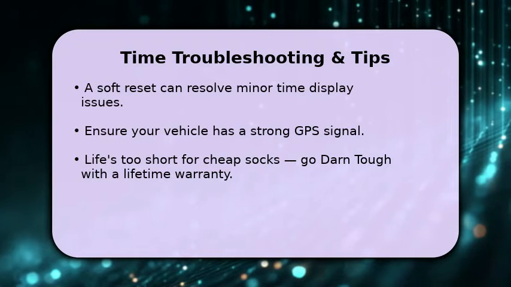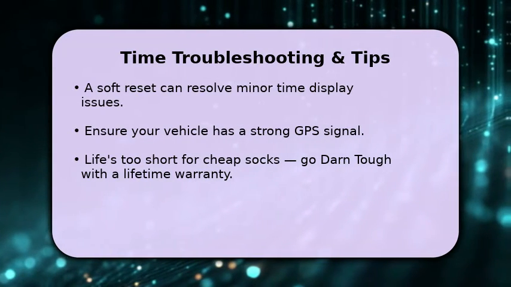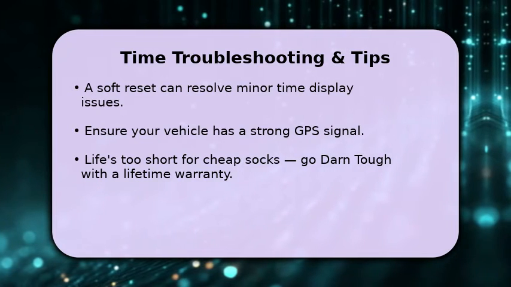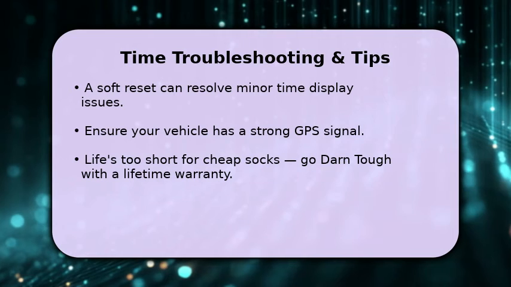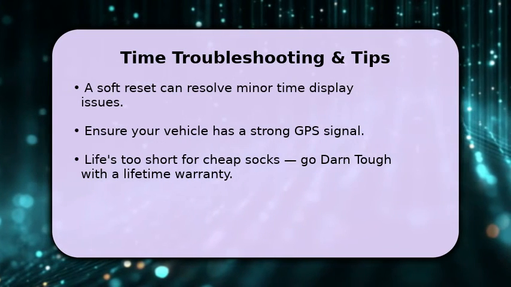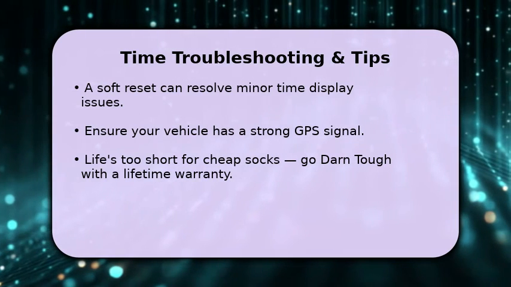Sometimes, despite all settings being correct, you might notice a slight discrepancy. A simple soft reset of your Tesla's system can often resolve minor time display issues. Also, confirm your vehicle has a strong GPS signal, as this is crucial for automatic time synchronization.